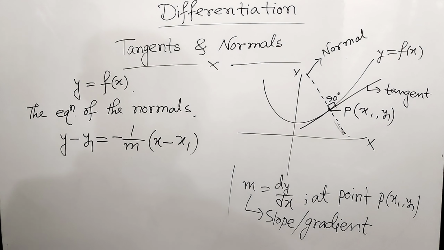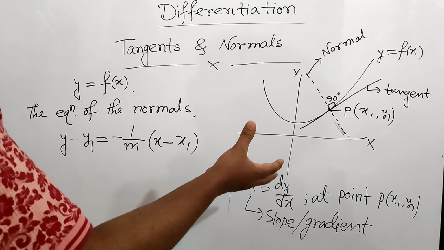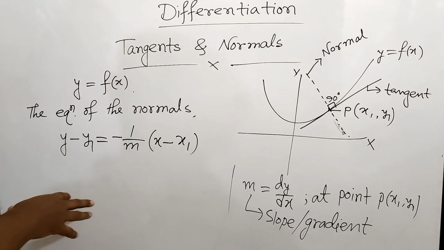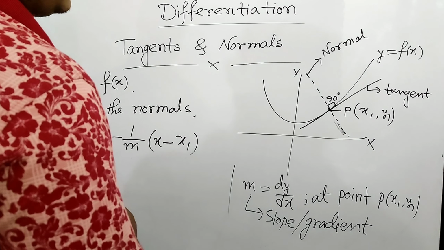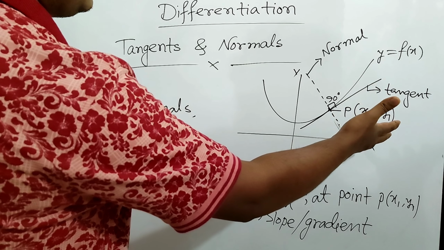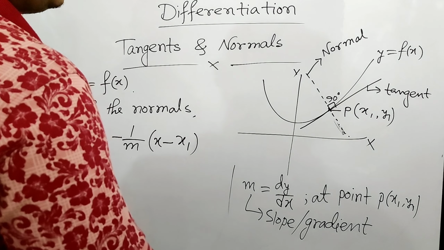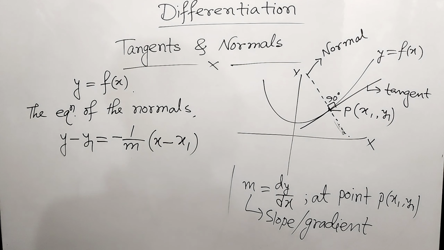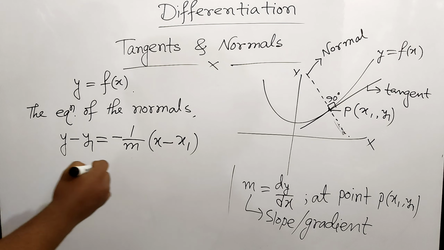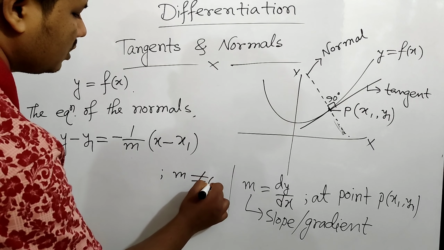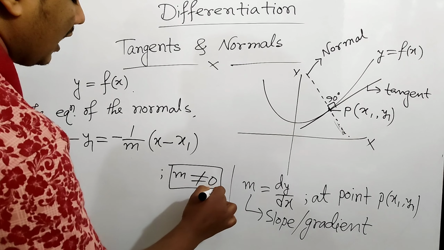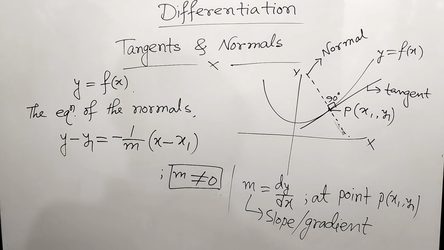So if someone can find the equation of the tangent, then you can easily find the equation of the normal. Actually, the normal is perpendicular to the tangent. So these are the two formulas for finding the equation of a tangent and normal. Keep in mind that in the normal equation the slope must not equal 0, otherwise the equation will be undefined.